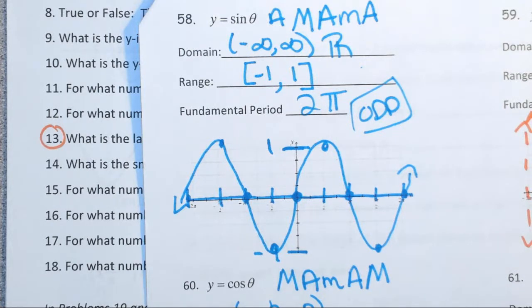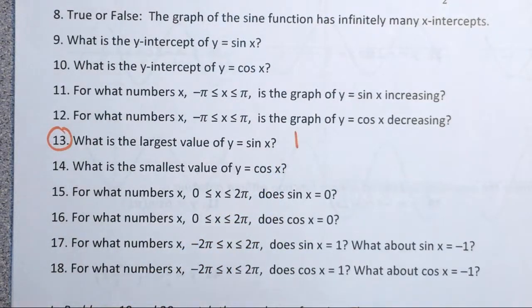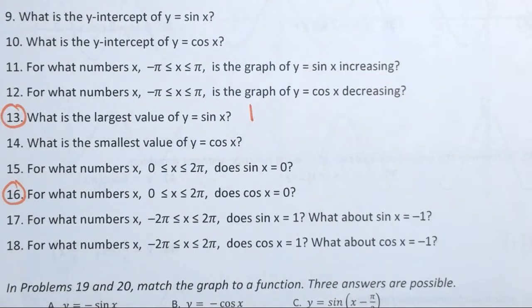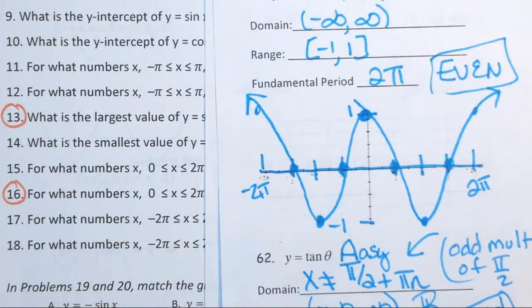The answer is 1. For 13, go put 1, because that's as tall as it gets. It only goes up to 1. If you can read a graph, you can answer those questions. So let's go do one that has cosine in it. Let's go look at number 16. 16 says, for what numbers x between 0 and 2 pi does cosine equal 0? So here's my cosine picture. And I want to know between 0 and 2 pi, how many times did I touch the x?